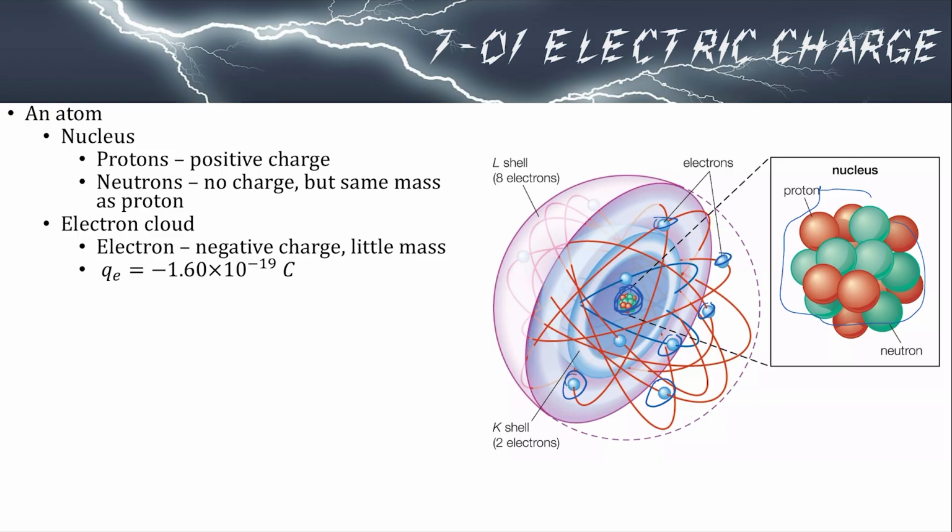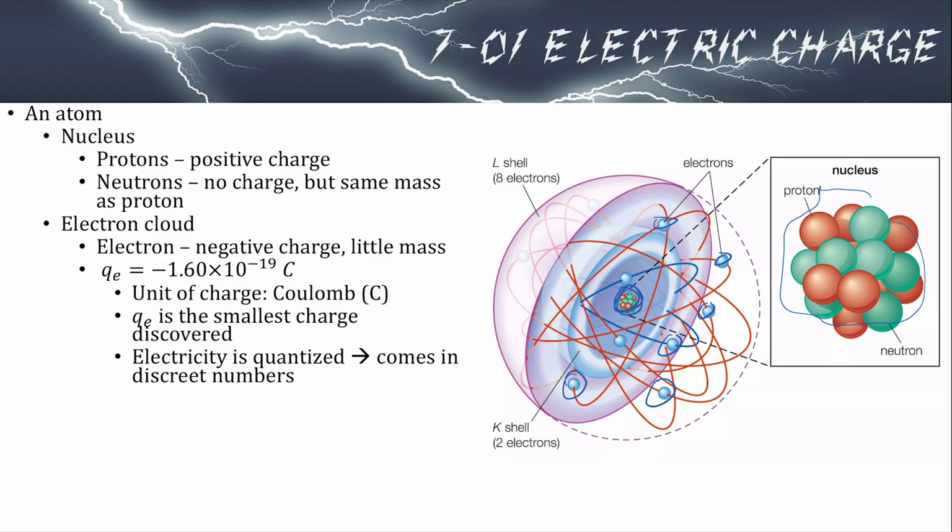The charge of an electron is negative 1.60 times 10 to the negative 19 coulombs, which brings us to our unit of charge, which is a coulomb, capital C. And that is the smallest charge discovered, which means electricity is quantized. It comes in discrete numbers. So you can't have half of a charge or a quarter of a charge. You get one charge or many charges, but no fractional charges.